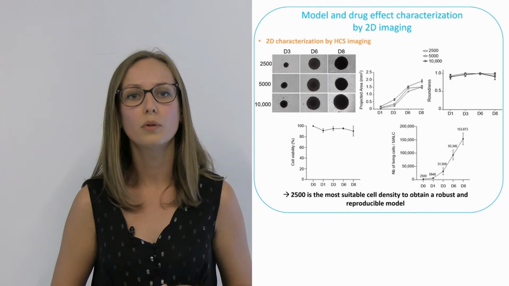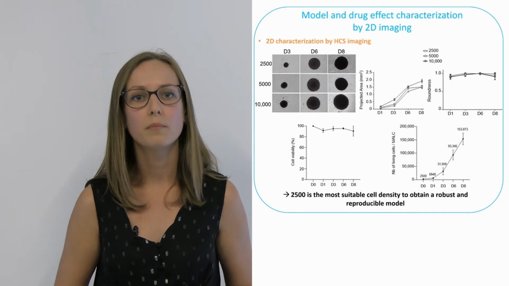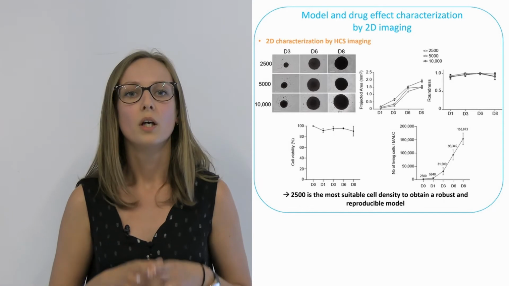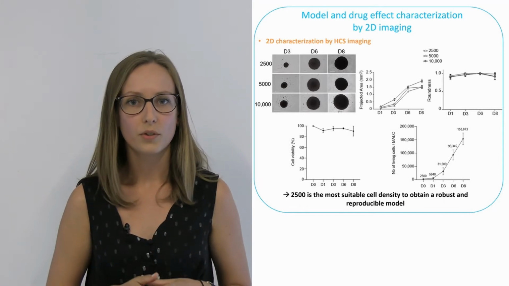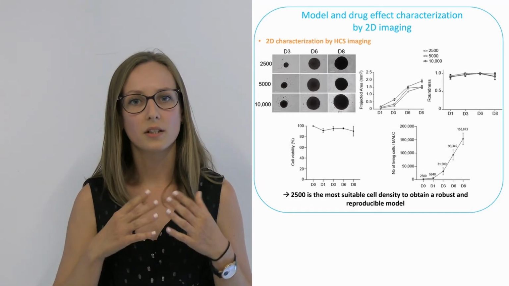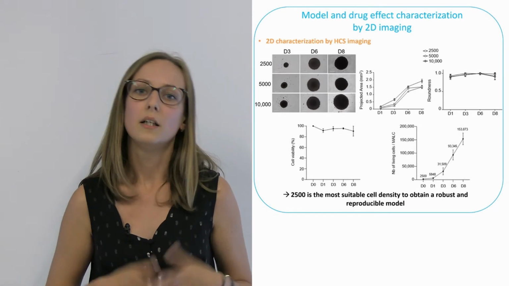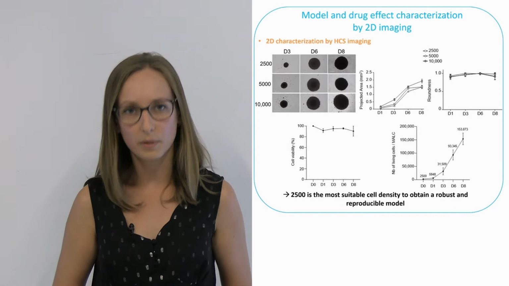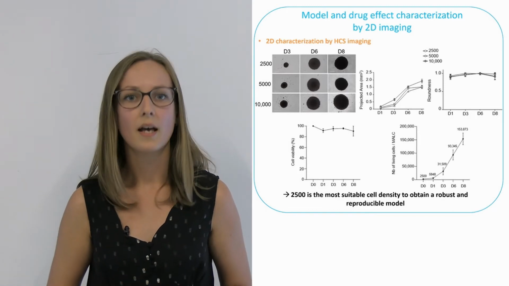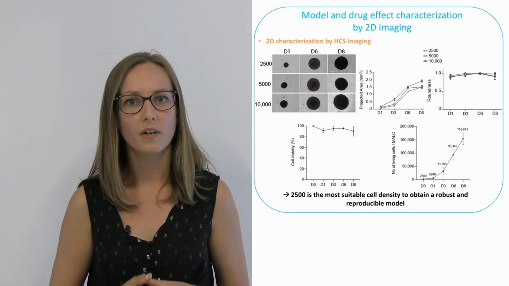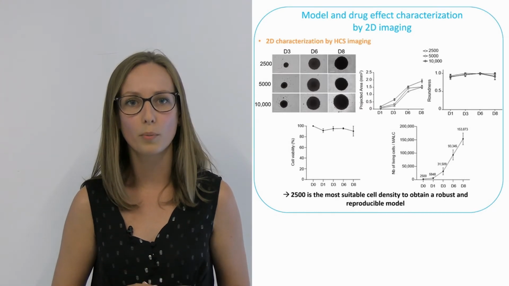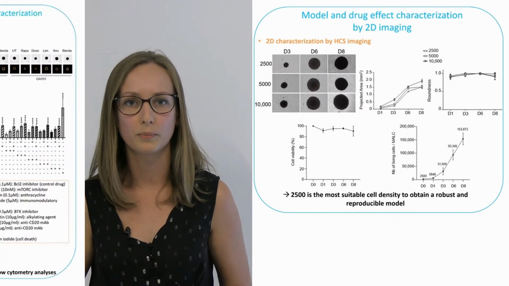First of all, in order to determine the best cell seeding density to obtain a regular and spherical 3D model, we used an Operetta system, an automated high-content imaging microscope. We measured different parameters on the 3D model, such as projected area and roundness. In parallel, on dissociated model, we determined the cell viability and cell counting. As shown here, the 2,500 cell seeding is the most suitable cell density to obtain a robust and reproducible model.